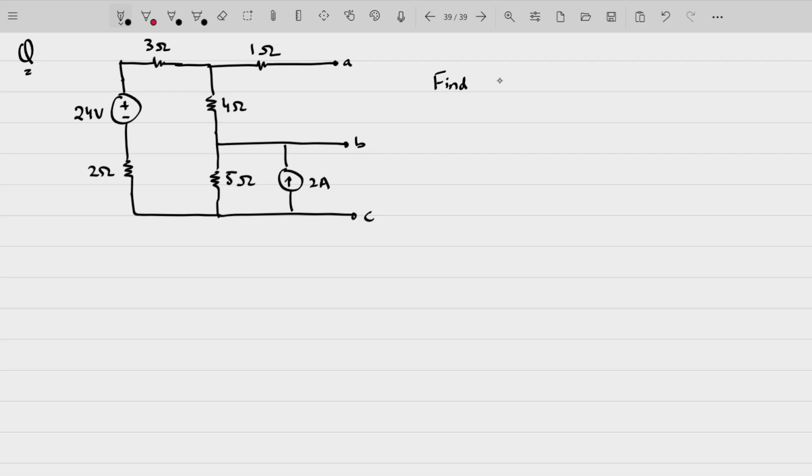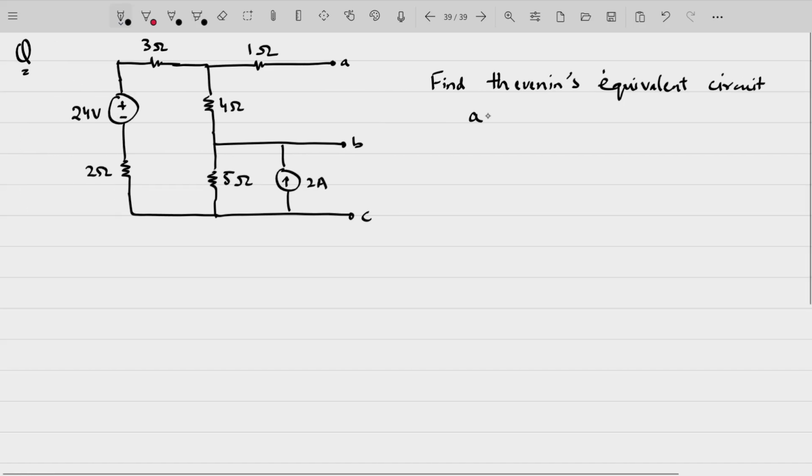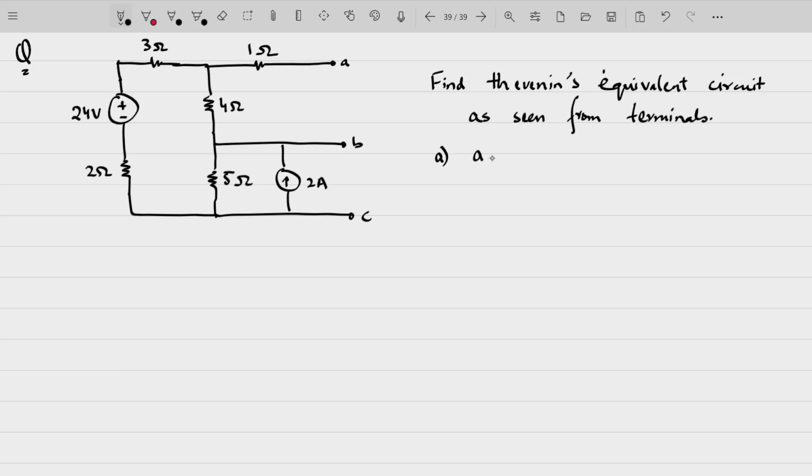You can try this. Find the Thevenin's equivalent circuit. If you have the Thevenin circuit, you can find out the Norton's equivalent circuit as well. Find the Thevenin's equivalent circuit as seen from terminals AB and BC. Fine.